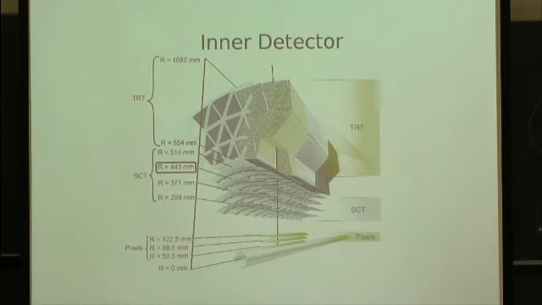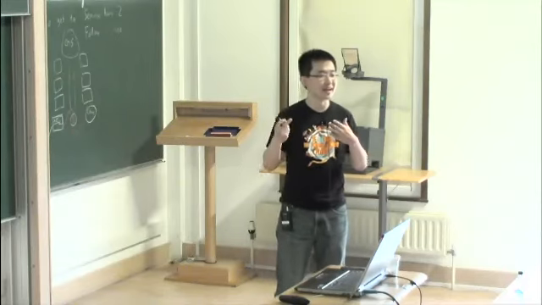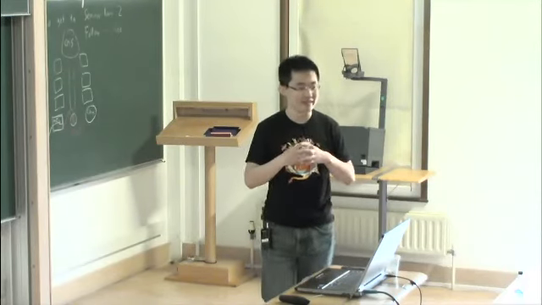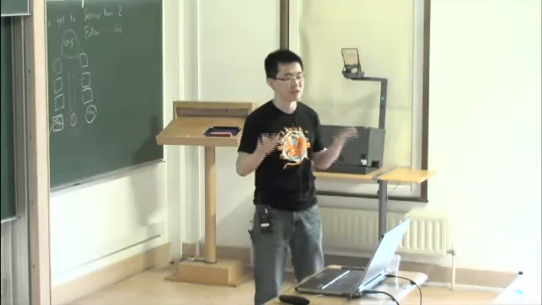This is an exponential decay of the chargino when I simulated with 8 TeV energy and 20 inverse femtobarn with an 850 GeV gluino. You can see beyond 40 centimeters, you will have about 100 chargino events. This is purely gluino decay. What I did is pair production of gluinos, and then the gluino decays to charginos.